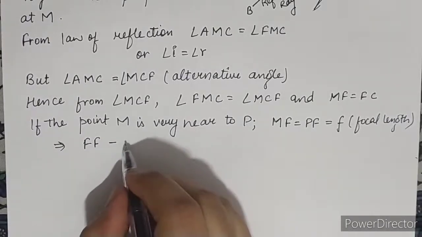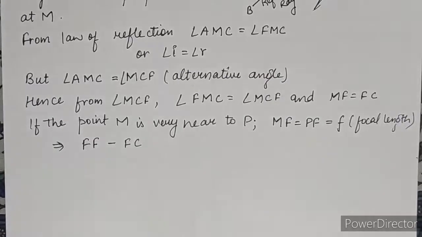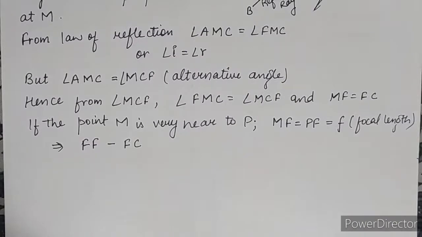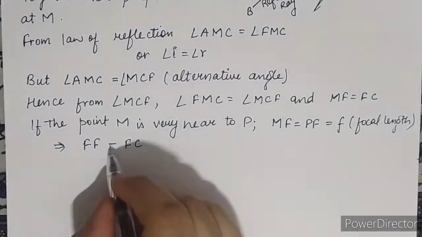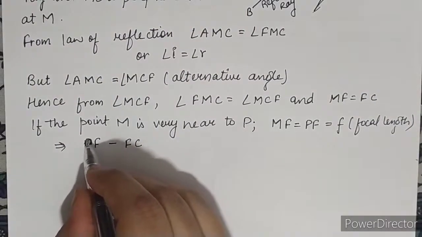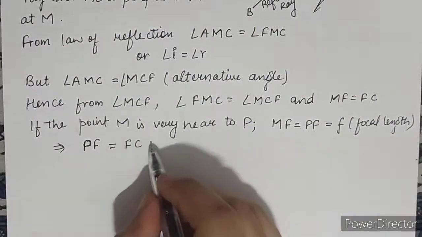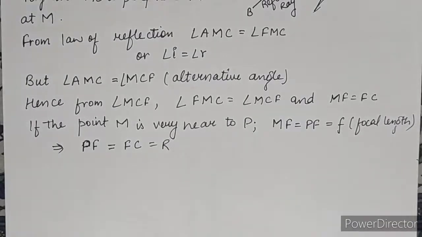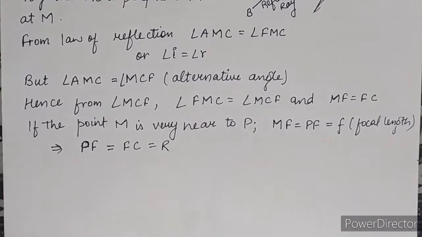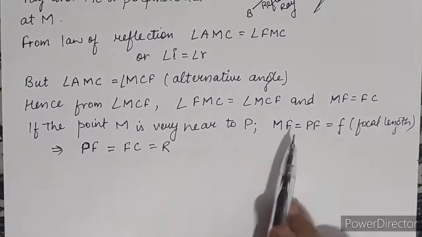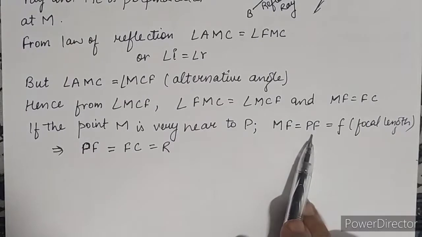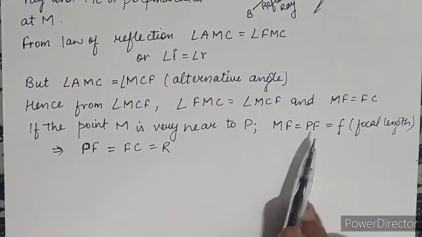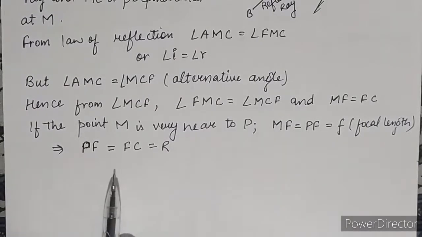Okay, so we can say that PF is equal to FC. PF is equal to FC, which is equal to half the radius of curvature. Okay, means your MF is equal to MP. MF is equal to MP, and you know that MC is as well the same thing.